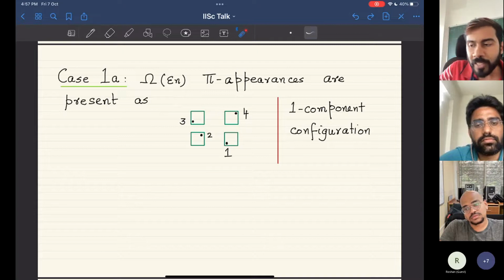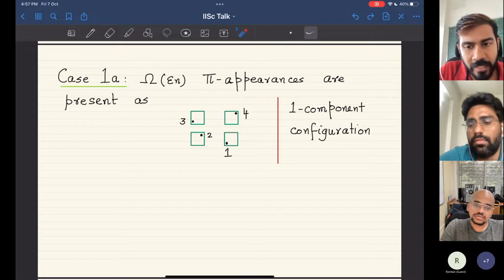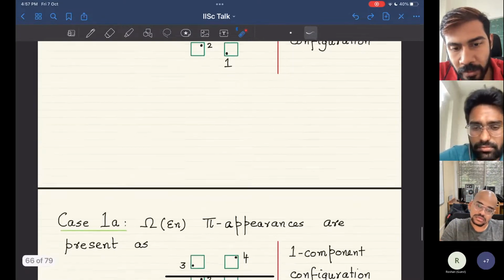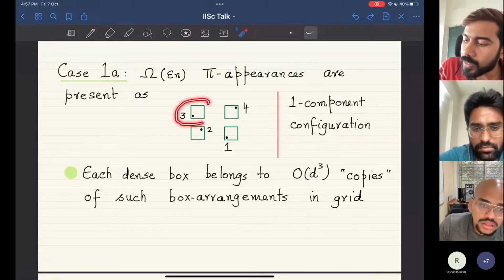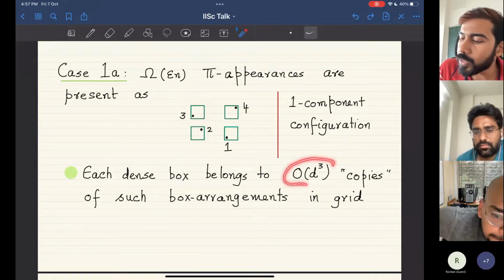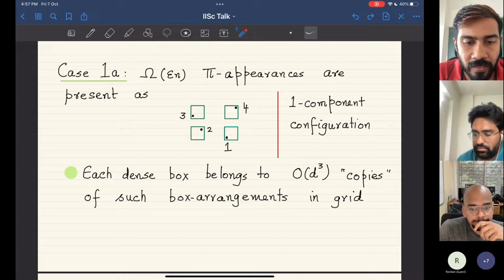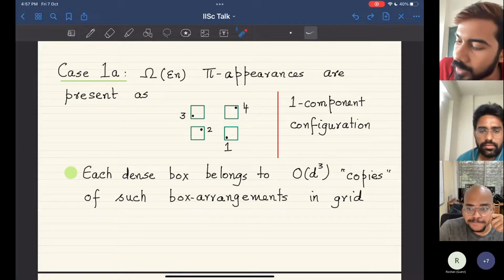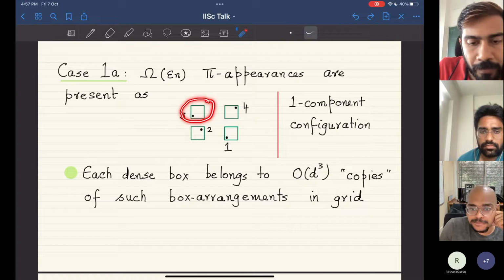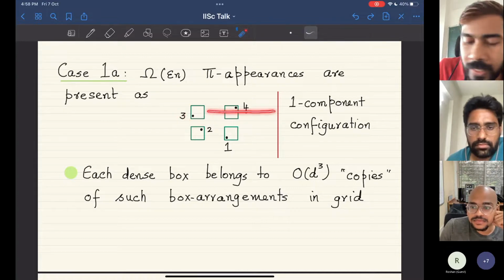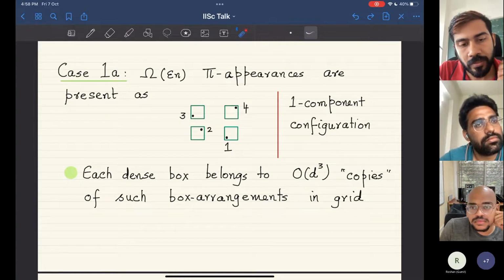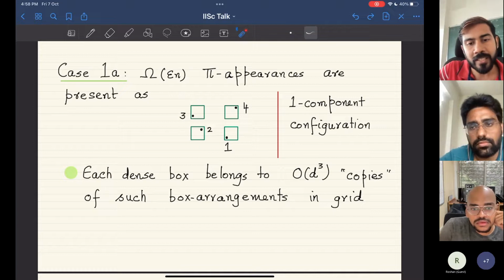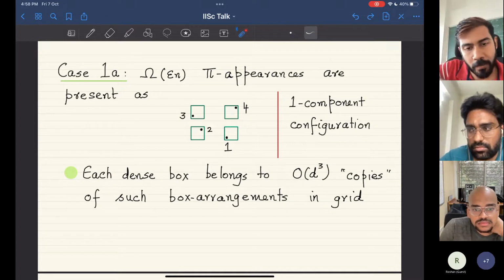Then somehow I need to figure out the completion of these 3 legs. So let's see how to do that. And that's also not very difficult, actually. Because each dense box belongs to only big O of D cube copies of such box arrangements. Why? Consider this dense box. It has at most D boxes in the same layer. This is something that we had said already. We had argued that each layer contains D dense boxes, each stripe contains D dense boxes.